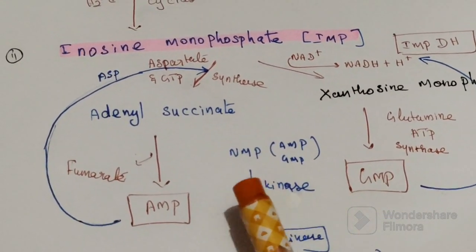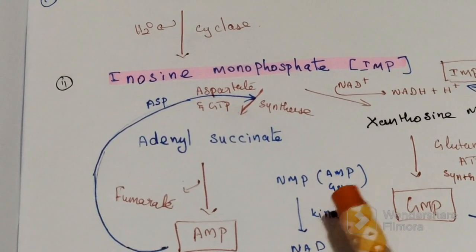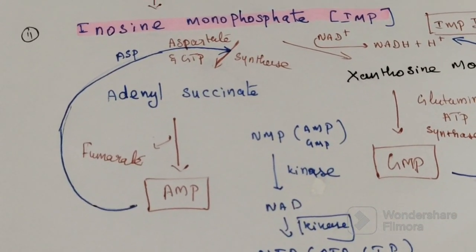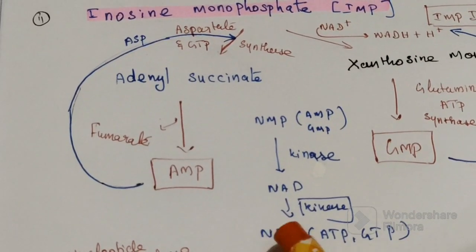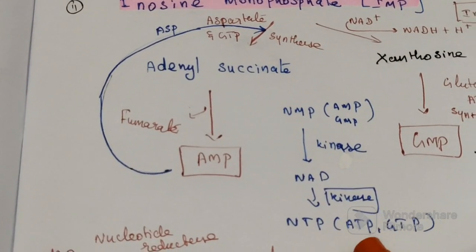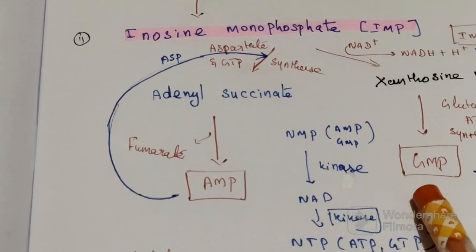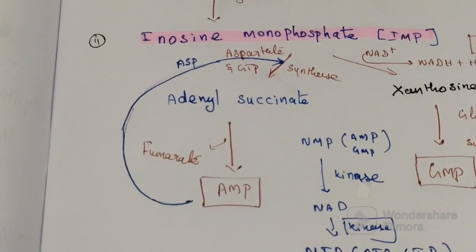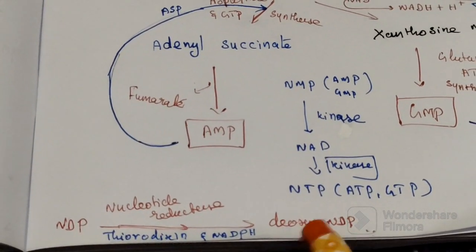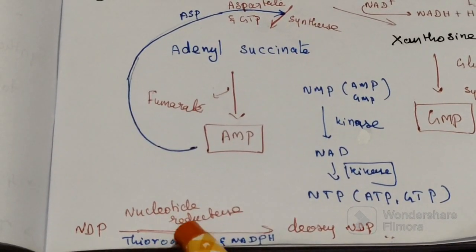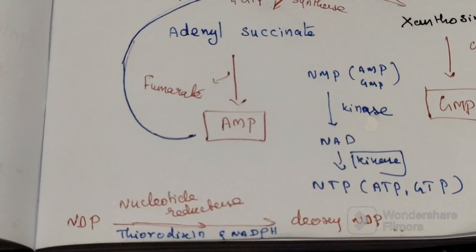The nucleoside monophosphates, adenosine monophosphate and guanosine monophosphate, are converted into nucleoside diphosphates. This is acted upon by the enzyme kinase and converted into NTP, nucleotide triphosphate, that means ATP and GTP. In the 11-step reaction, IMP is converted into AMP and GMP. By the kinase, they are converted into nucleoside triphosphate. NTP is converted into deoxynucleotide diphosphate with the help of ribonucleotide reductase. It requires thioredoxin and NADPH.